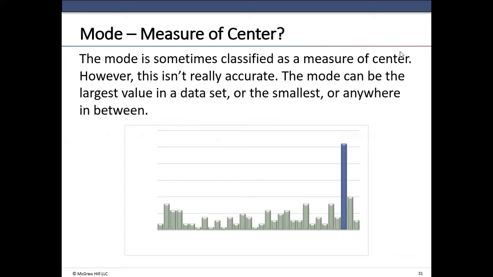The mode is sometimes classified as a measure of center. However, this isn't really accurate. The mode can be the largest value in the data set, as is shown by the height of the bar. That bar indicates a number which appears the maximum number of times. Remember, on the vertical axis, we have frequency or count, how many times each number appears. Does mode here measure the center? No, because it's one of the highest numbers. So point to be noted, mode is not a good measure of the center of a data set.